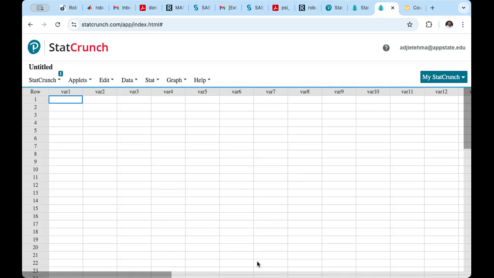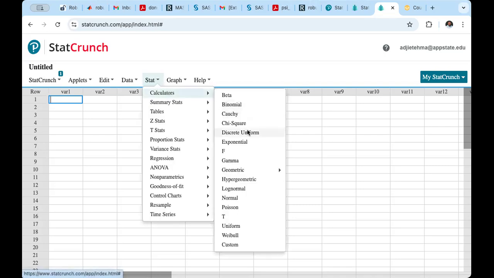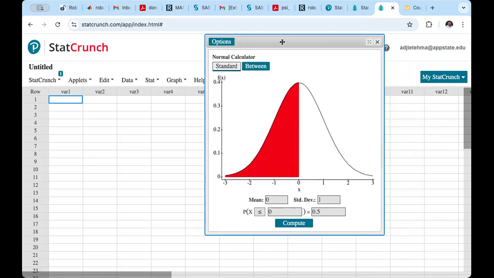So when you read the problem, we've been told that we should assume that a normal model is appropriate for the distribution of the driving times. That is what we've been told here. Is that okay? And so we go to stat, calculators, and then we head to the normal. So when we head to the normal, who will tell us what mean and standard deviation should we use?